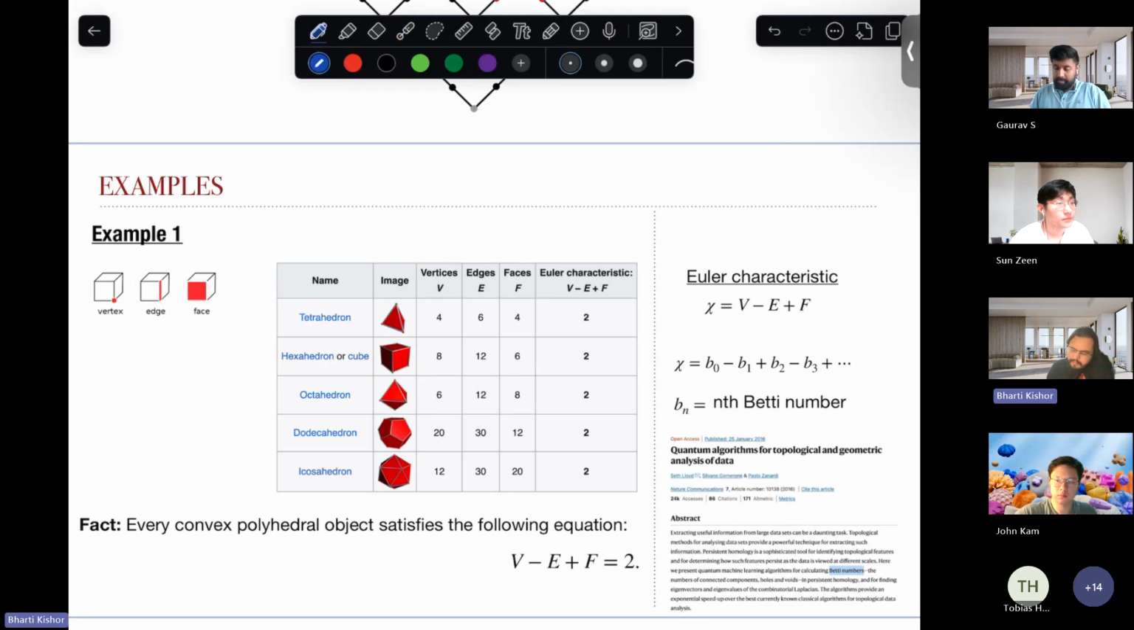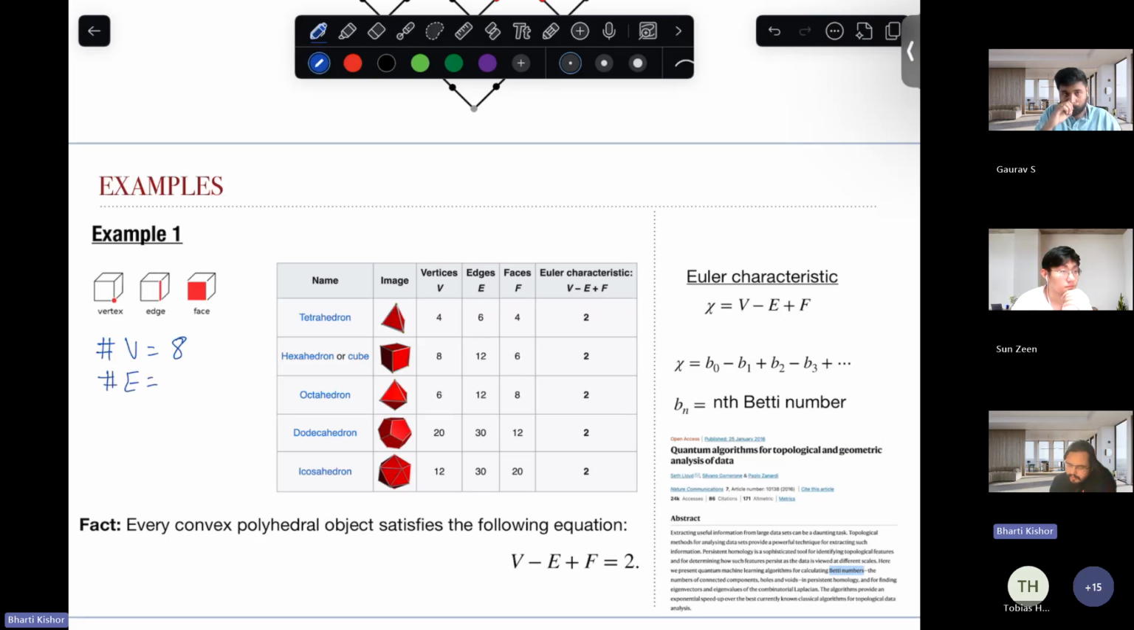Now let's count the number of vertices. The number of vertices that we have here is basically 4 plus 4, 8 total. So there are 8 vertices in a cube. The number of edges is basically 4 plus 4 plus 4, so that's 12. And the number of faces is basically 4, and then top and bottom, so that's 6. Now let's do V minus E plus F. When you do that, you get 8 minus 12 plus 6, which is equal to 2.